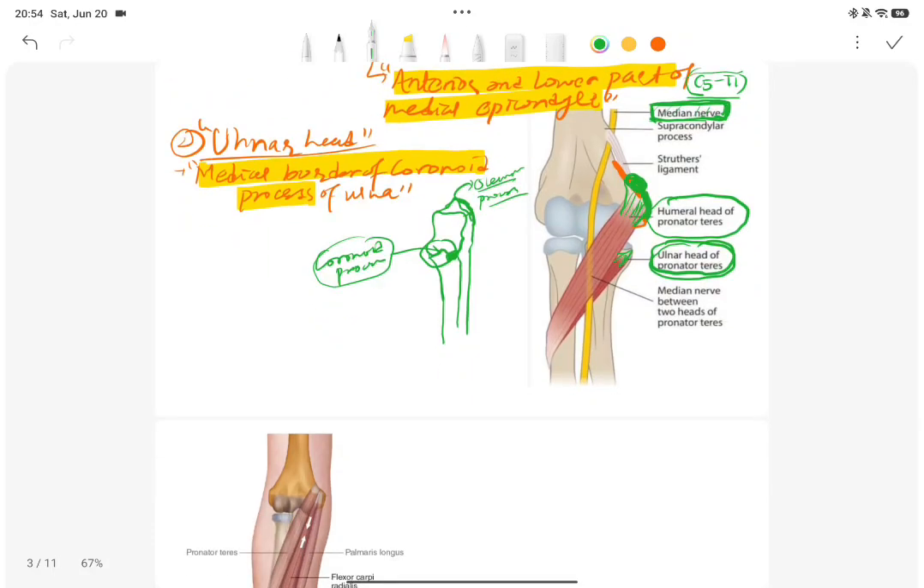But the median nerve passes through the cubital fossa. This is anterior, a depression just in front of the elbow, known as the cubital fossa. It is bounded medially by the lateral border of the pronator teres. From the cubital fossa the median nerve enters in between the two heads of the pronator teres, the humeral head and the ulnar head. Between the humeral and ulnar heads it passes to the forearm.